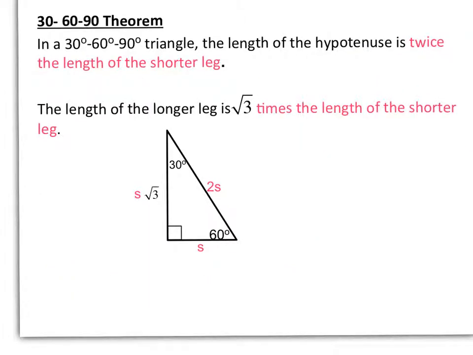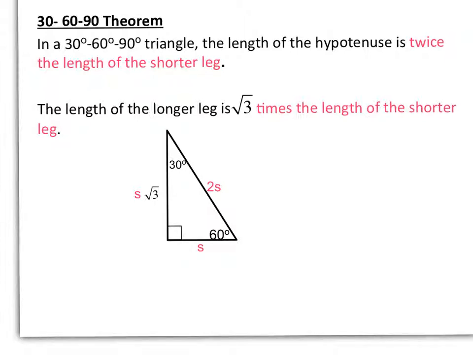Our other type of special right triangle is a 30, 60, 90. And the theorem says in a 30 degree, 60 degree, 90 degree triangle, the length of the hypotenuse is twice the length of the shorter leg. The length of the longer leg is square root 3 times the length of the shorter leg.